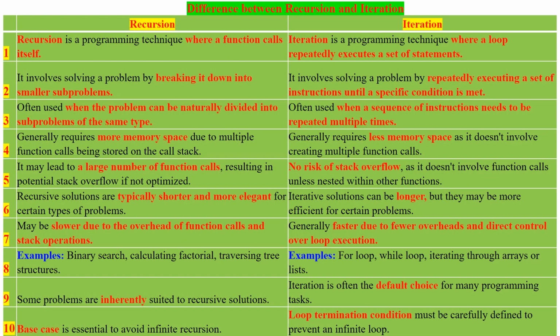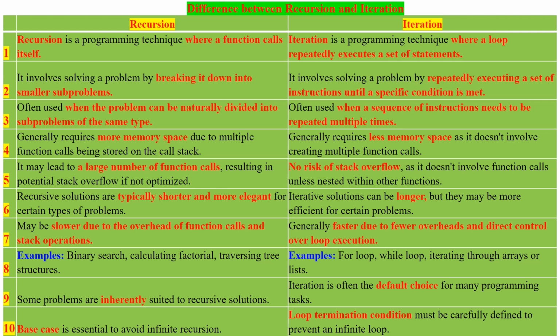Let's see the difference between recursion and iteration. Recursion is a programming technique where a function calls itself, whereas iteration is a programming technique where a loop repeatedly executes a set of statements. Recursion involves solving a problem by breaking it down into smaller subproblems, whereas iteration involves solving a problem by repeatedly executing a set of instructions until a specific condition is met.